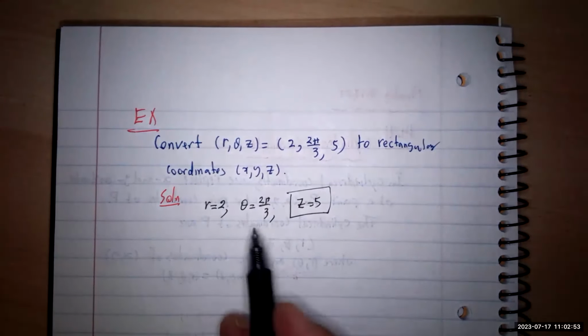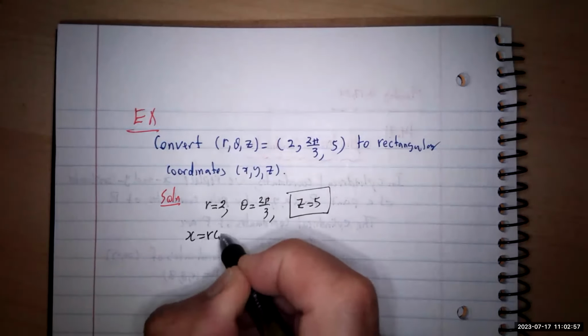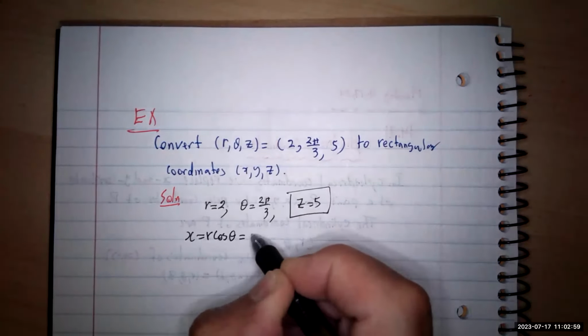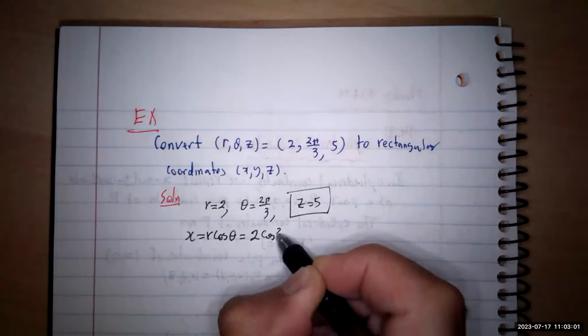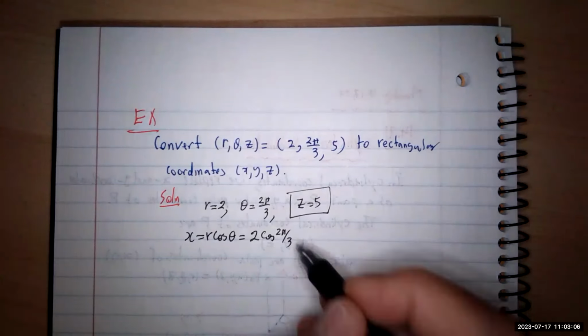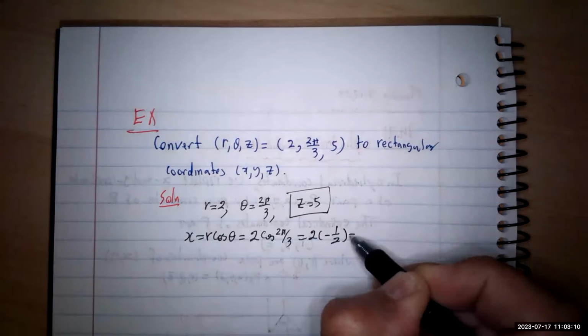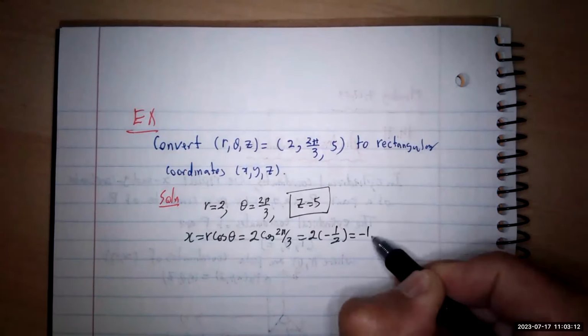So you know that it's polar coordinate. So in polar coordinate, x would be r cosine of theta. r is equal to 2, times the cosine of 2 pi over 3. It's a cosine of 120 degrees. So from the unit chart, it's 2 times the negative half, which is going to be -1.